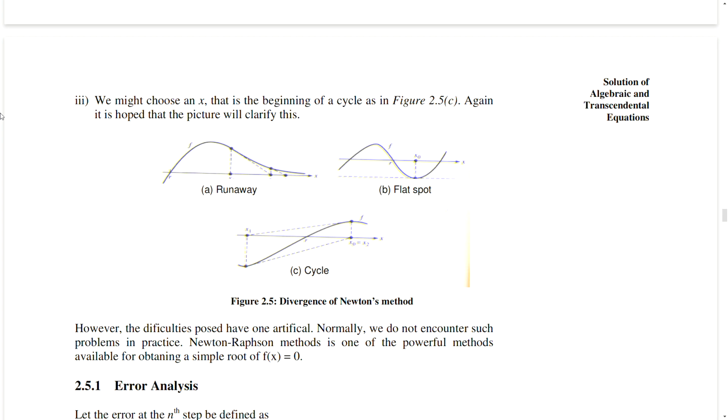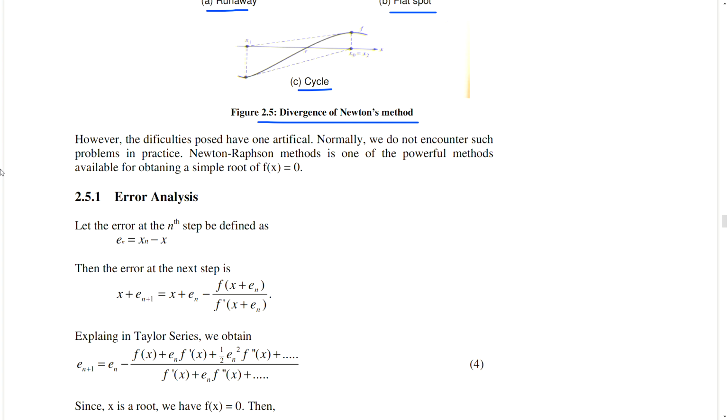3. We might choose an x that is the beginning of a cycle, as in figure 2.5. Again, it is hoped that the picture will clarify this. Runaway, flat spot, and cycle: divergence of Newton's method. However, the difficulties posed are artificial. Normally, you do not encounter such problems in practice. The Newton-Raphson method is one of the powerful methods available for obtaining a simple root of f(x) = 0.